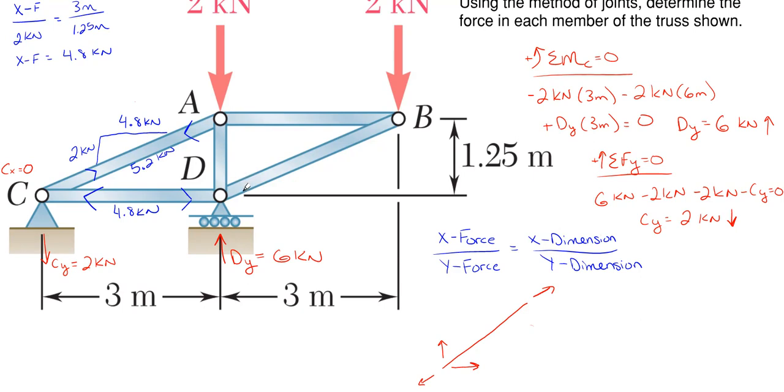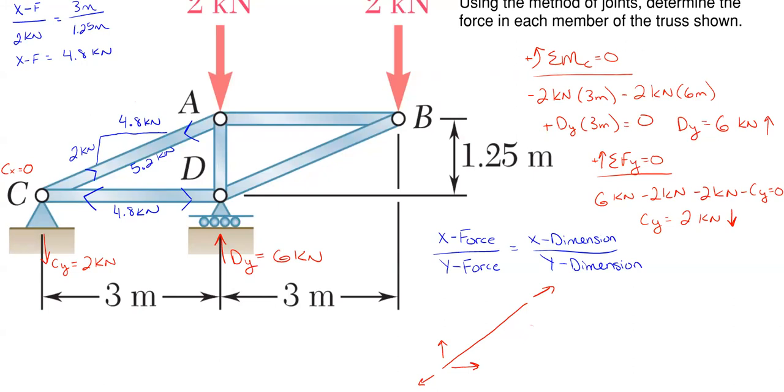It's called joint hopping. You don't have to have everything be in a perfect line where you go in alphabetical order like A, B, C, D. You just go wherever you can in order to solve stuff. Okay, so let's go up here to joint A.